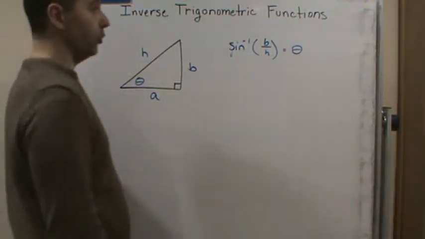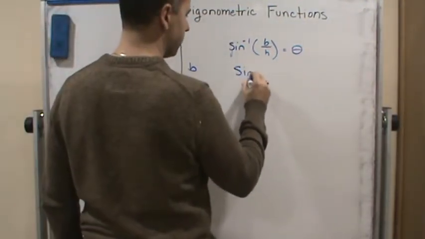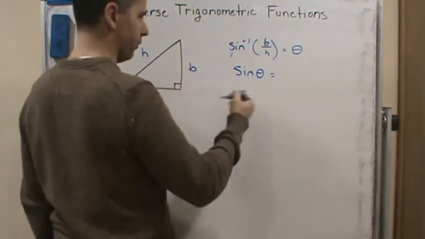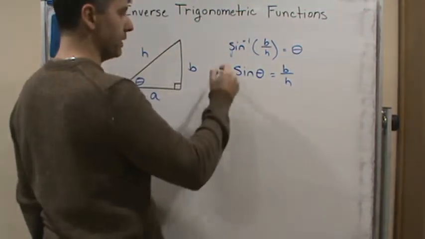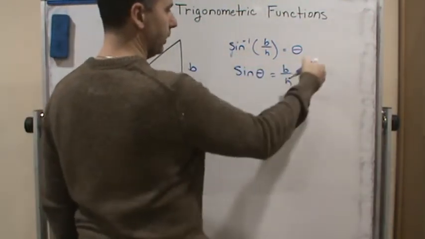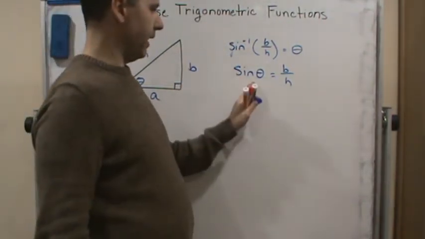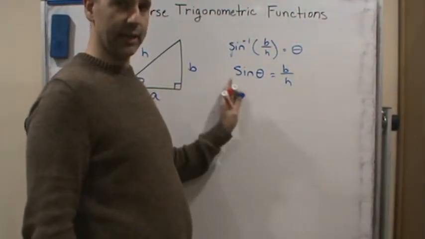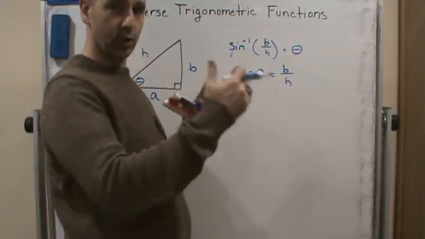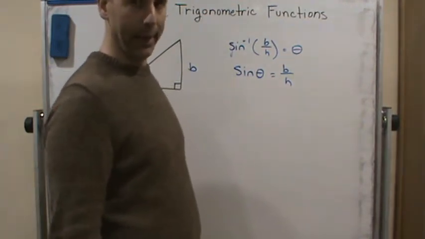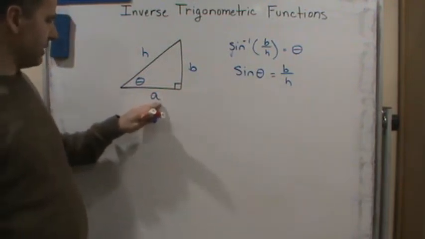And again, you could start off with the definition of sine theta, right? The definition of sine theta is opposite over hypotenuse. So you could have b over h, and then all you have to do is take the inverse sine of both sides, and you'll end up with this. So again, if you don't want to memorize this, then you can just use the definition and take the inverse sine of both sides and use the fact that they are one-to-one, as long as we're referring to the restricted domain, okay?